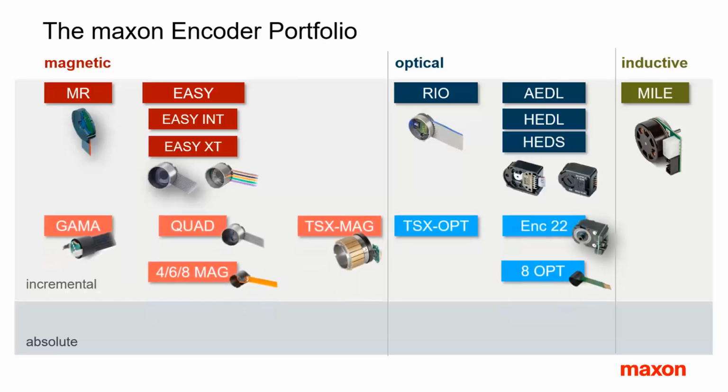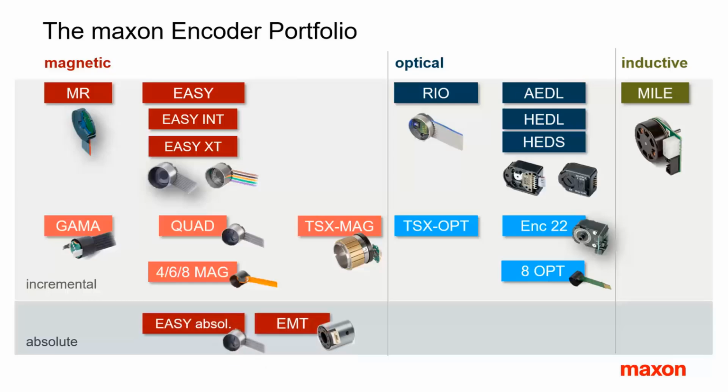There are some magnetic and optical incremental encoders for special application situations. The gamma is a radiation hard encoder. The quad serves for motion detection. The TSX encoder is for applications with through shafts. And there are encoders with tiny outer diameter for the smallest maxon motors.